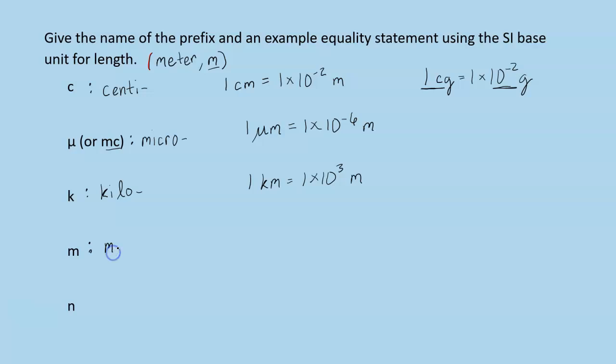Milli, or lowercase m, is your milli prefix, and that's going to be 1 millimeter equals 1 times 10 to the negative 3rd meters. So it's kind of the opposite of the kilo. And our last one, N, of course, represents nano. And so 1 nanometer is equal to 1 times 10 to the negative 9th meters. Okay, so those are your 5 most common prefixes, and those are examples of how you can represent them in equalities.